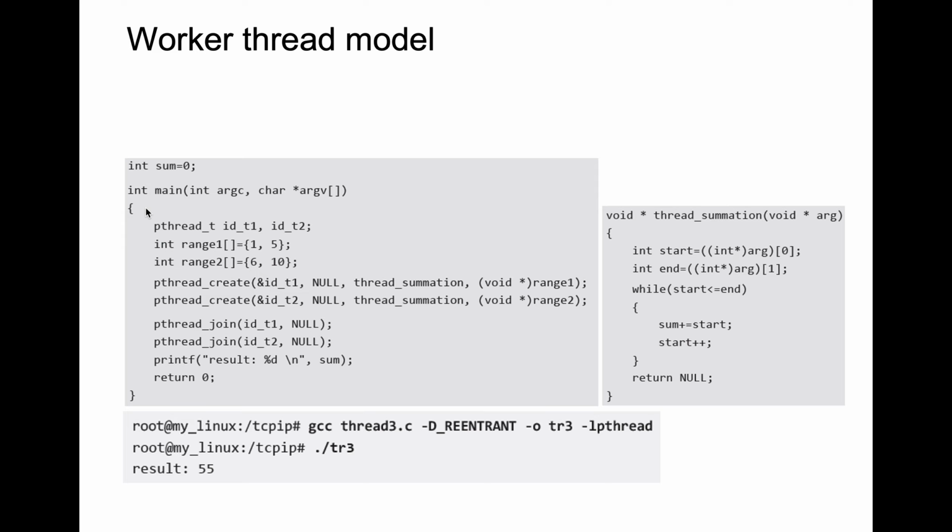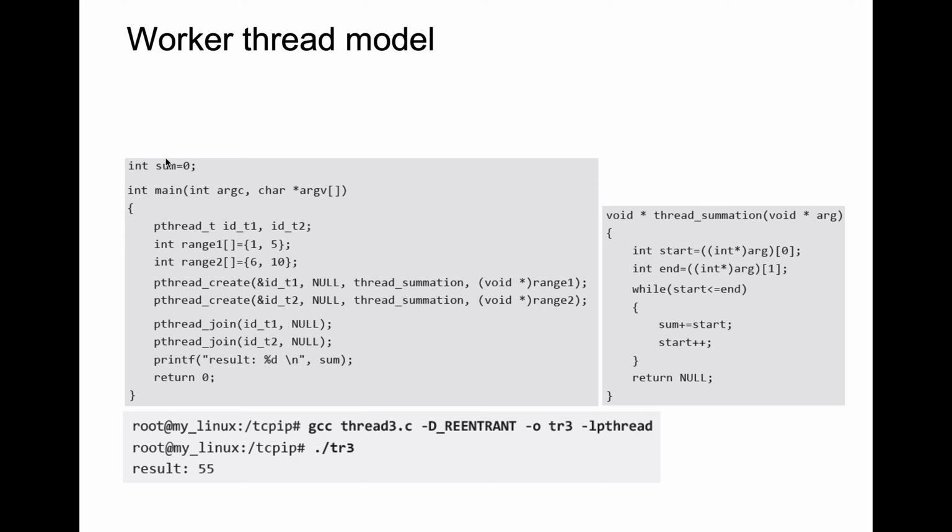So what we're doing is we are splitting the range into 2, from 1 to 5 and from 6 to 10, and we're creating 2 separate threads. And the 2 threads will be running the same routine, but with different parameters. First of which will be range 1, second of which will be range 2. And then the results will be different, right?